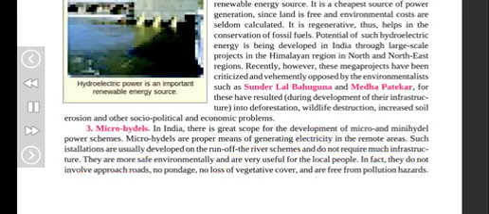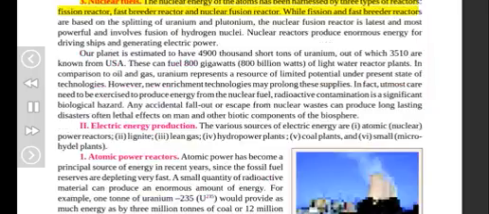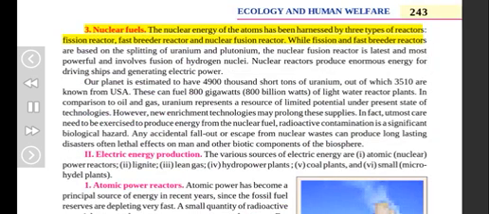3. Nuclear fuels. The nuclear energy of the atoms has been harnessed by three types of reactors: fission reactor, fast breeder reactor and nuclear fusion reactor. While fission and fast breeder reactors are based on the splitting of uranium and plutonium, the nuclear fusion reactor is latest and most powerful and involves fusion of hydrogen nuclei. Nuclear reactors produce enormous energy for driving ships and generating electric power.